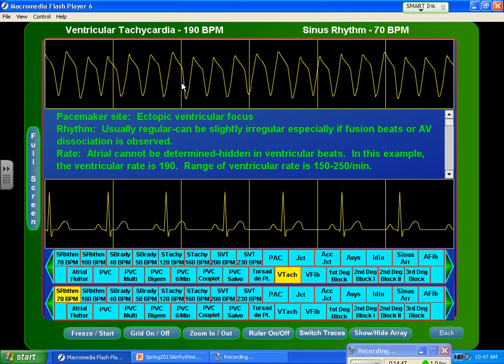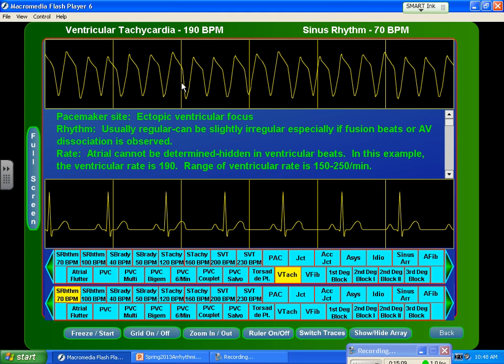So if they've got a pulse and you see that VTAC on the monitor, you're going to treat them with oxygen and lidocaine and watch them very closely, because they can tank very quickly. But if there's no pulse and you see the VTAC, just treat them as if they're in VFib or in cardiac arrest. You defib and you do CPR.